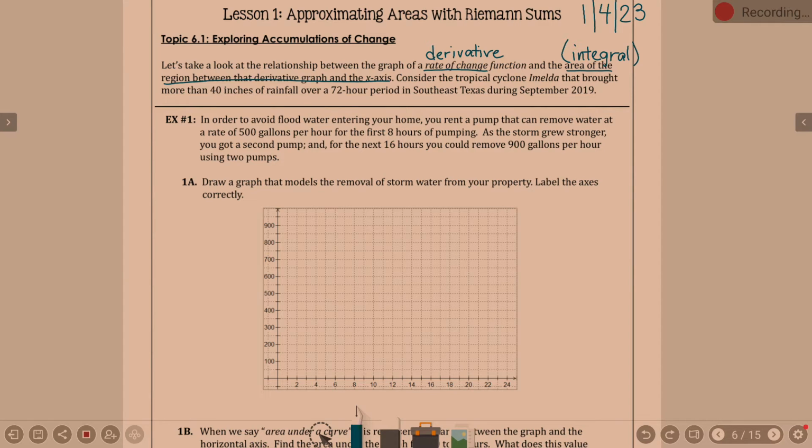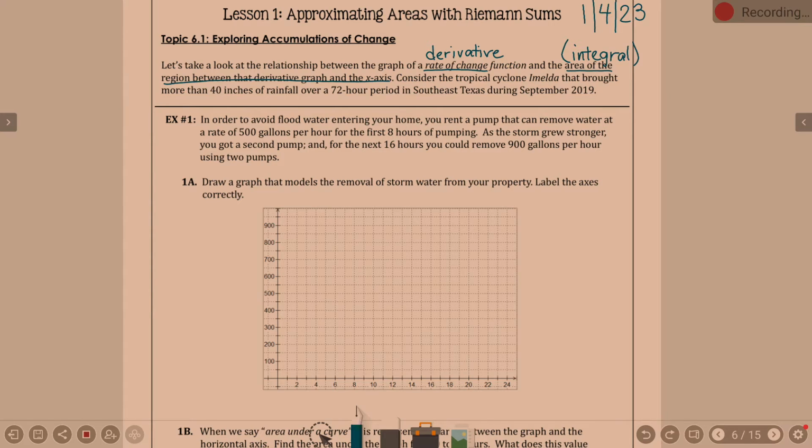So this first example, kind of looking at area here. In order to avoid flood water entering your home, you rent a pump. Oh, I guess this is about Tropical Cyclone Imelda. So the writer of this curriculum lives in Florida, so tropical hurricanes here. Or cyclone, sorry. Brought more than 40 inches of rainfall over a 72-hour period, although this one was actually in Texas. So, okay, in order to avoid floodwater entering your home, you rent a pump that can remove water at a rate of 500 gallons per hour for the first 8 hours of pumping. As the storm grew stronger, you got a second pump, and for the next 16 hours, you could remove 900 gallons per hour. So 1A, draw a graph that models the removal of stormwater from your property and label the axes correctly.